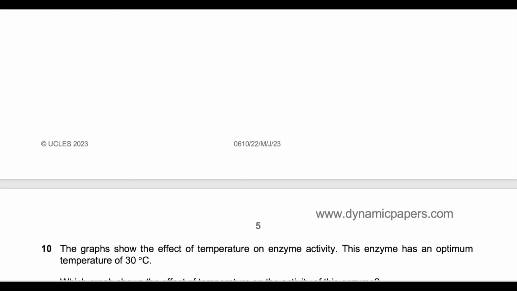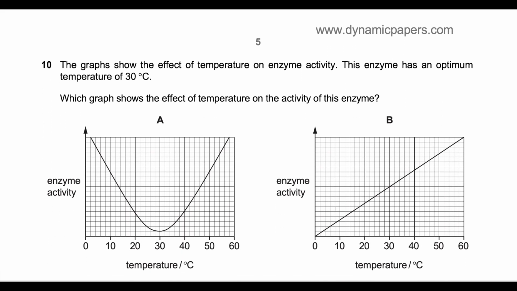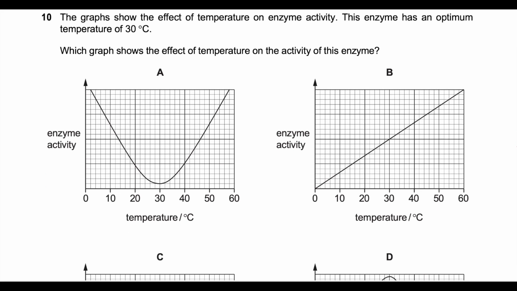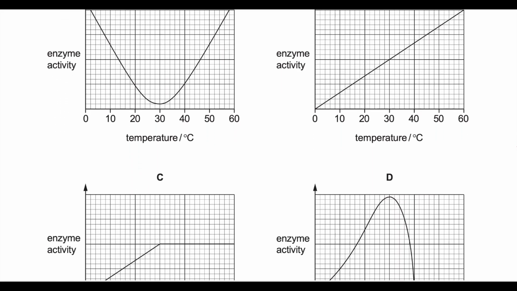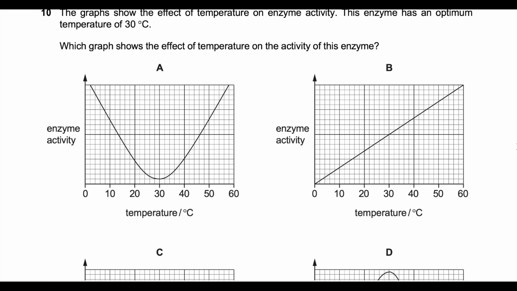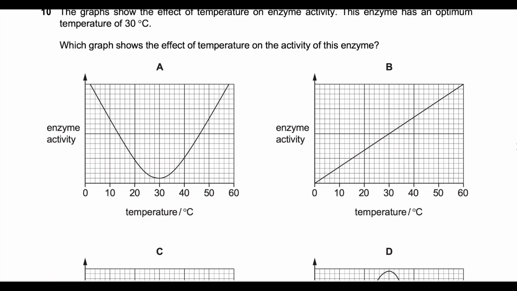Let's move to question number 10. The graphs show the effect of temperature on enzyme activity. This enzyme has an optimum temperature of 30 Celsius degrees. Which graph shows the effect of temperature on the activity of this enzyme? Okay, we have 4 graphs. Let's start with A. Once he's talking about 30 as the optimum, that means the maximum activity of the enzyme. But what we see here, this is wrong. Here they showed us it's the minimum.